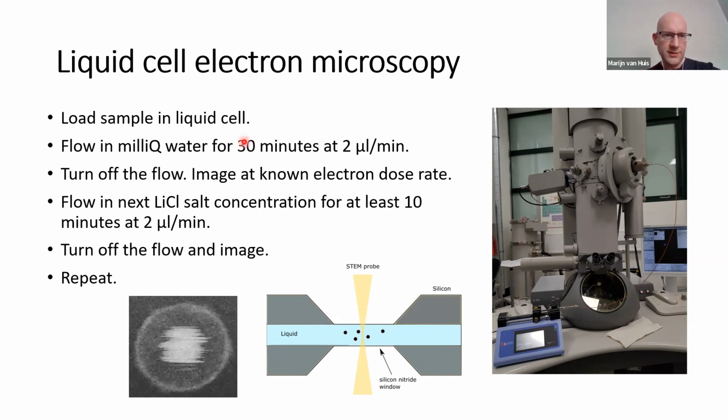So this is the procedure. We load the sample in a liquid cell. We flow in demineralized water for 30 minutes. That is very important, because otherwise all the remaining ions will mess up your experiment. Then we turn off the flow. We image at a known electron dose rate. And then we flow in the next lithium chloride salt concentration. These are very small ions, so they can get through the shell very well. And then we start to image.